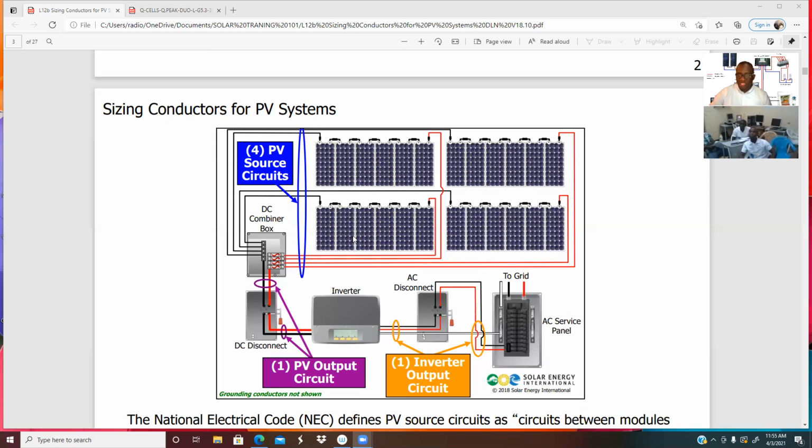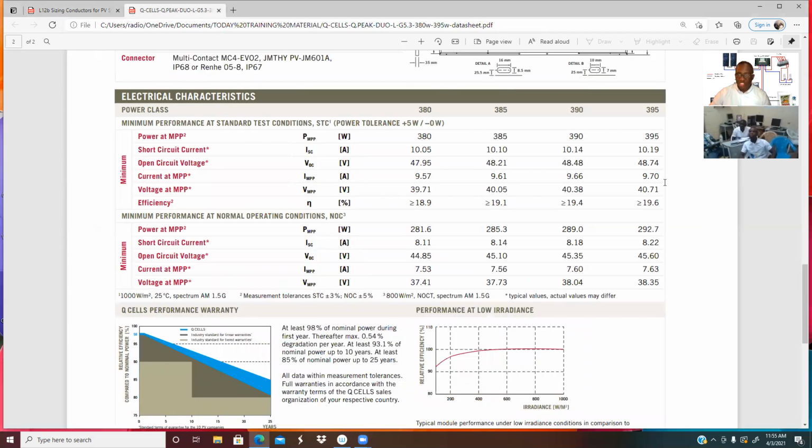The first thing we did yesterday, we found the irradiance. How did we find the irradiance? We went over here at the data sheet of the PV module and saw the short circuit current, which is 10.05. We multiplied the 10.05 by 1.25 and we got 12.6. Now we know the irradiance.